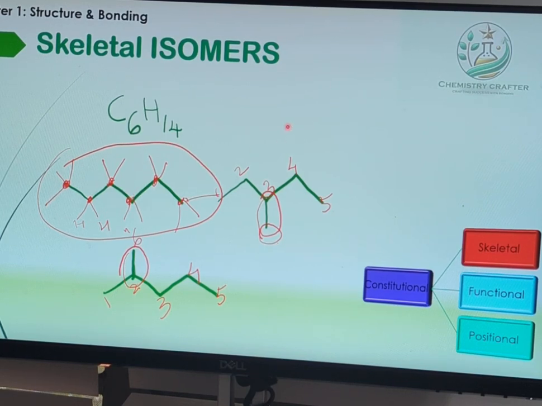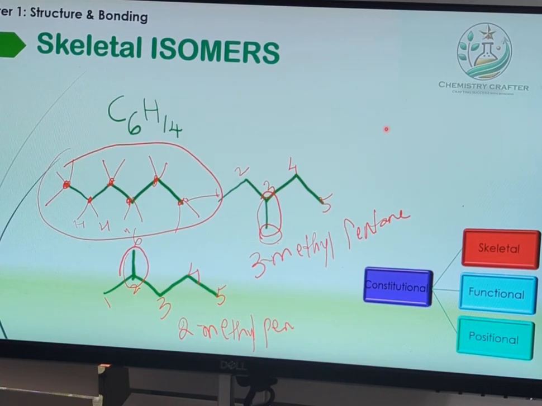When you actually name them, they are going to have different names. This is going to have a 3-methylpentane. This one will have a 2-methyl. Don't worry, we'll get into IUPAC naming in our next topic. So right now I'm just trying to give you, hey, they are different things. Once you learn naming, these are going to be much easier. This is just called a hexane. So it's just going to get easier.